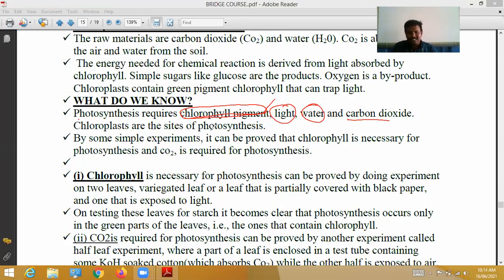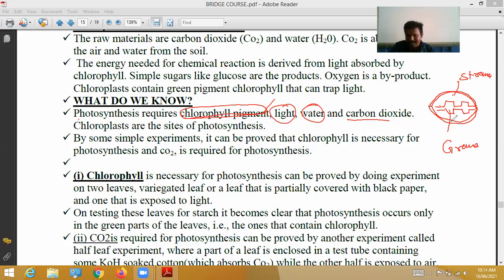So chloroplasts are the sites of photosynthesis. Already I have drawn it. This is the chloroplast. In the chloroplast, this is called granum. Okay. So in this region, it is called stroma. Stroma. It is called grana.